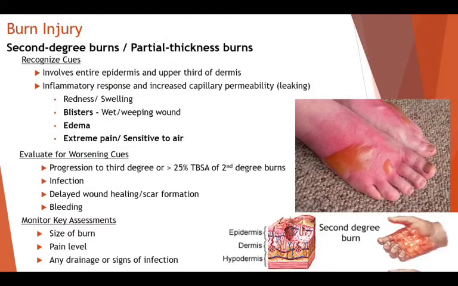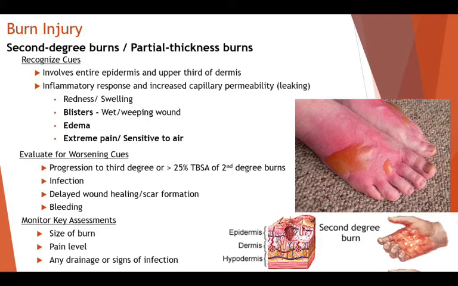Second-degree burns, again, probably most of the population has had some degree of second-degree burns. Stove burns are usually second-degree burns. It's high heat. It involves the epidermis and the top layer of the dermis, and this one does come with some swelling and some drainage and blistering. The second-degree burn has redness and swelling, but also has blisters and edema, and it's usually extremely painful, sensitive to air.